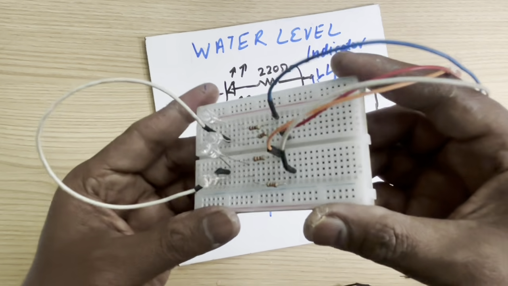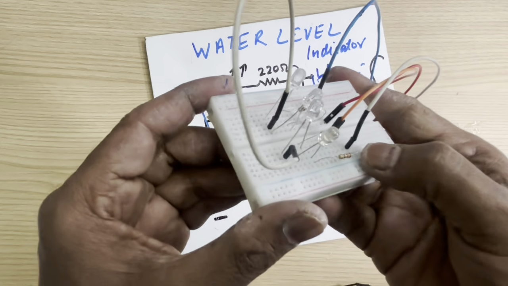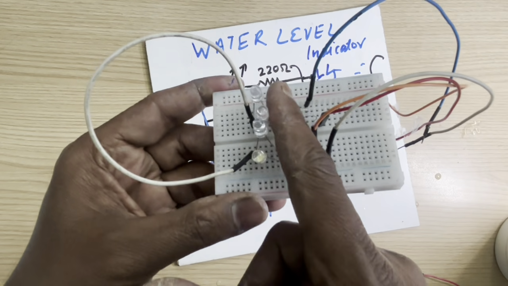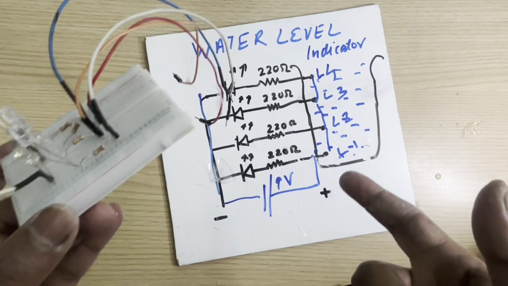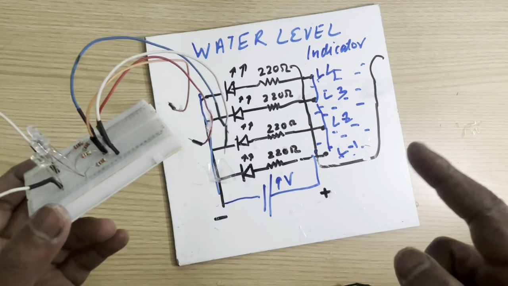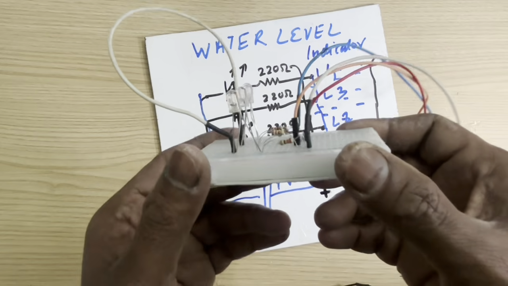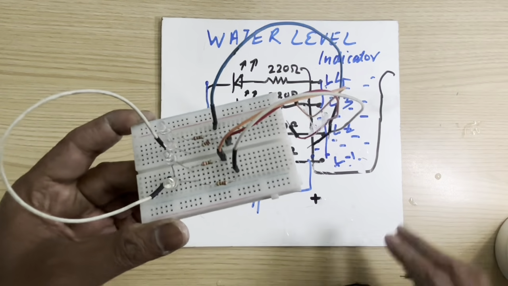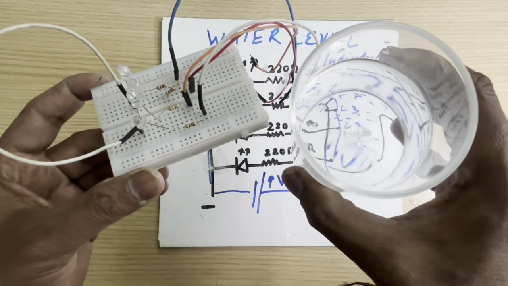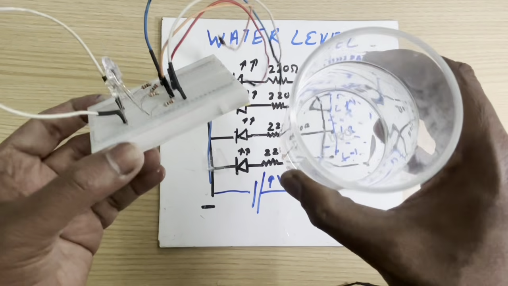So I hope you understand the connections. They are very easy. I request you to please use a resistance of 500 ohms or 220 ohms or 1K. I think less than 1K is a good compromise. Don't use a very huge resistance, and your water level indicator is ready with the help of the water.